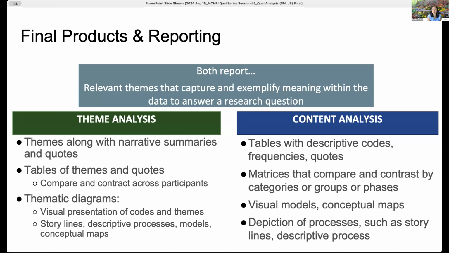And what I love about content analysis is you have a lot of these similar elements, but you have the added element of the frequencies that can tell an additional story to your data as well.